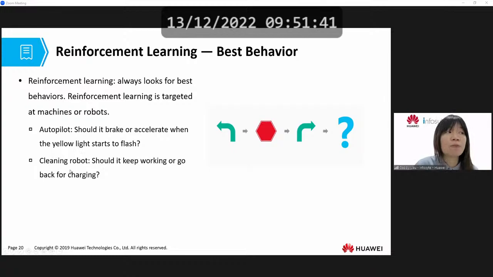Okay, and the same goes for the cleaning robot here. Should it keep working or go back for charging, if let's say the power signal keeps lighting up and giving this signal to the cleaning robot? Should this robot go back for charging or should it keep working? If it keeps working, what will be the consequences? If it goes back for charging, what will be the consequences? So we will have to let this cleaning robot experience it itself. And of course, throughout the process, we have to give it some penalty or reward as well. So we have to define some penalty or reward to be given to our model. Okay, so those are the examples here.